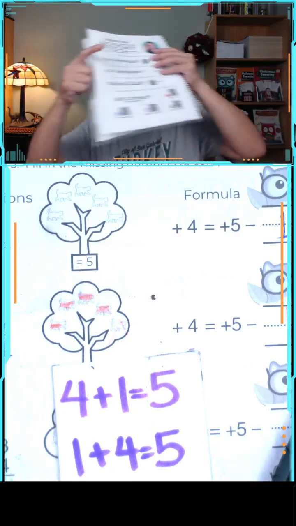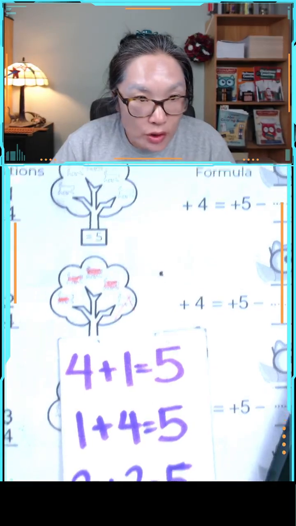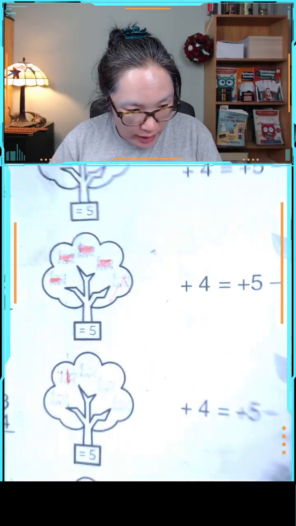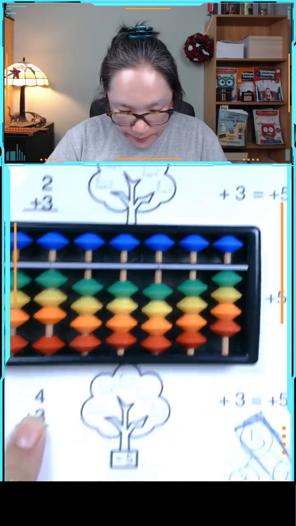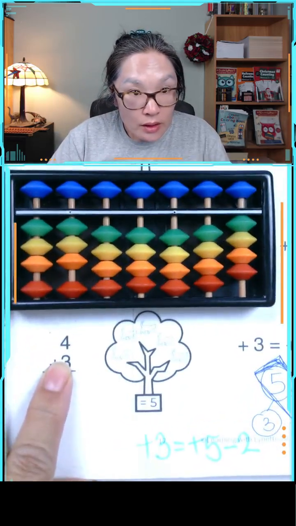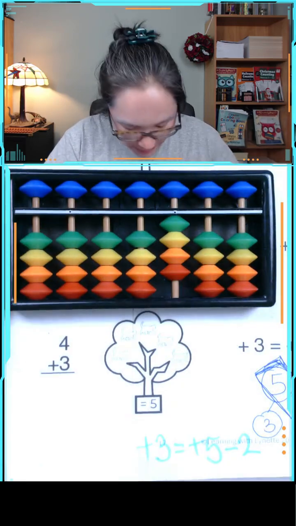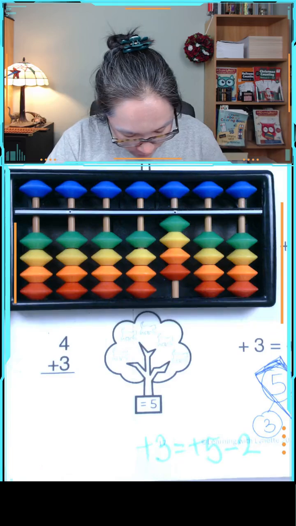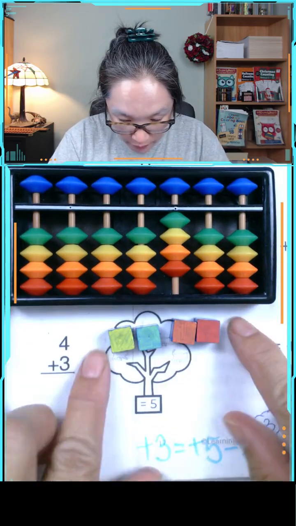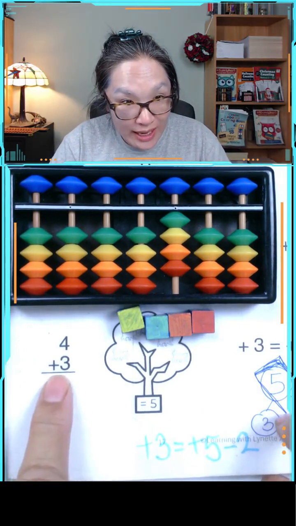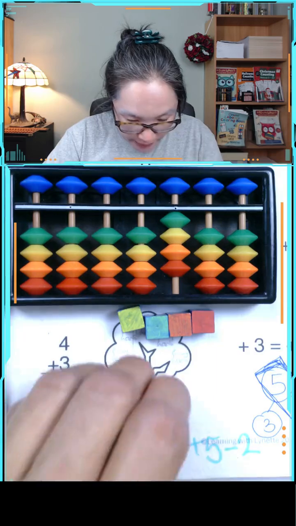Oh, we gotta do one more. Okay, we did one more. Here we go. So here is another question. We got to understand how to make it. We have 4 in the abacus, right? 1, 2, 3, 4. We have 4 in the abacus. We want to add another 3.